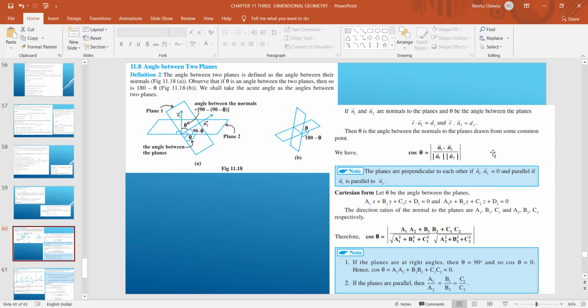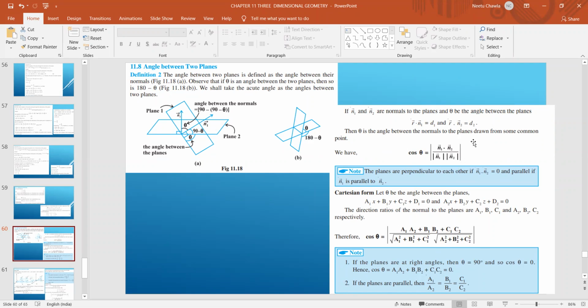Now changing this whole cos theta into the Cartesian form. The first plane will become a1x plus b1y plus c1z plus d1 is equal to 0, and the second plane will be a2x plus b2y plus c2z plus d2 is equal to 0. Here a1, b1, c1 and a2, b2, c2 are the direction ratios of the normals to the planes. Putting this dot product over here, we get a1a2 plus b1b2 plus c1c2 upon root of a1 square plus b1 square plus c1 square, and root of a2 square plus b2 square plus c2 square.